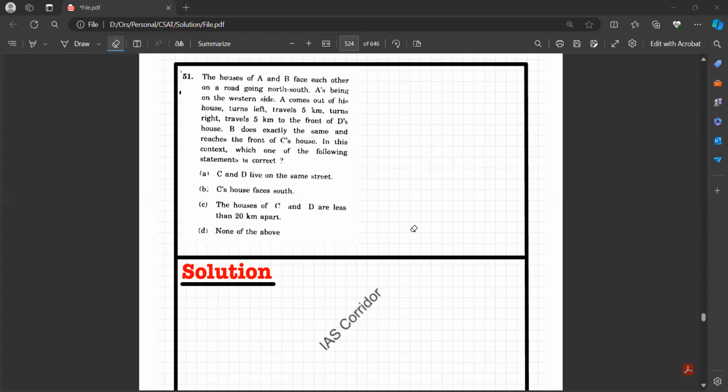So let us begin with this new topic, that is direction test. Very important topic. Every year you get at least one question from this topic. So it can be covered very easily from the PYQ itself. Let us begin with question number 1.